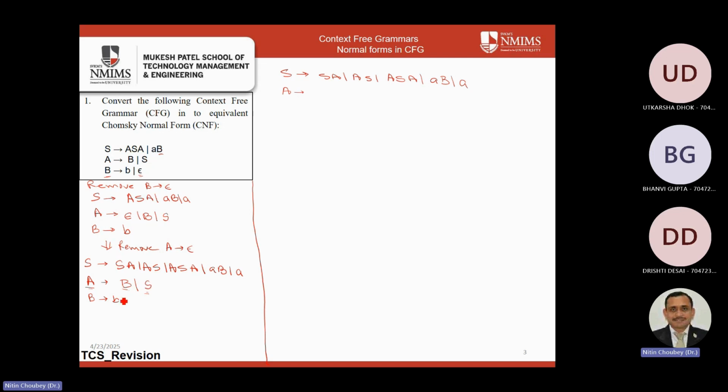A gives B, to be replaced, so we will have A gives small b. Then A gives S, so replace all symbols: SA | AS | ASA | AB | A. Next is B gives small b. Do we have any unit production available here now? No, all unit productions have been removed.